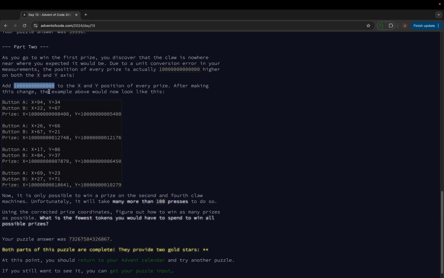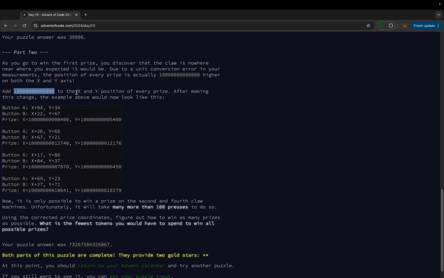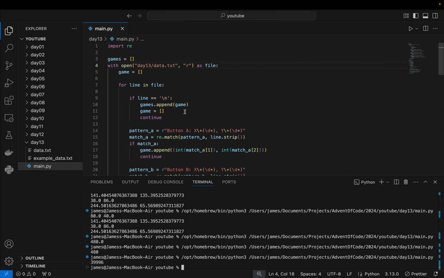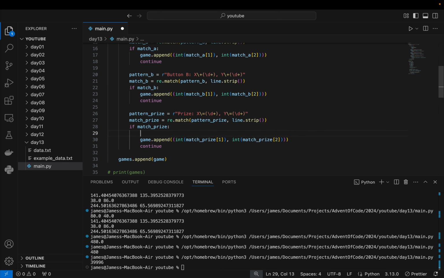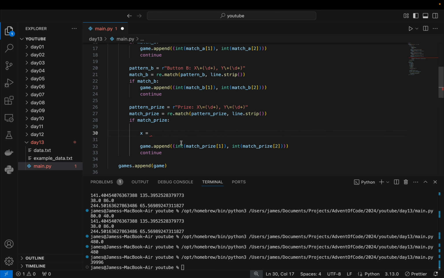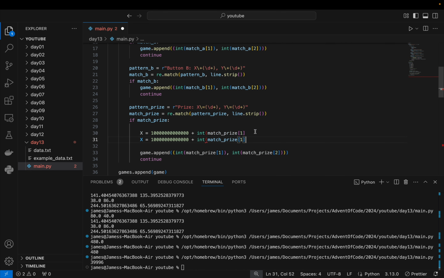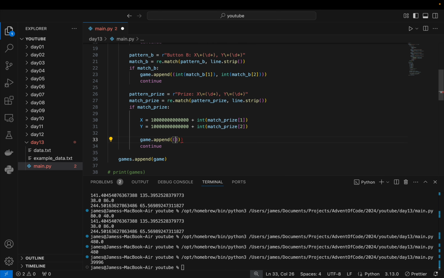So all we're going to do is it just says to add this number to x and y at the beginning. So we're just going to say, okay, when we get these, x is going to be equal to that number plus what we had before, and y is going to be equal to that number plus this one before, and then we can just simply add x and y to this.